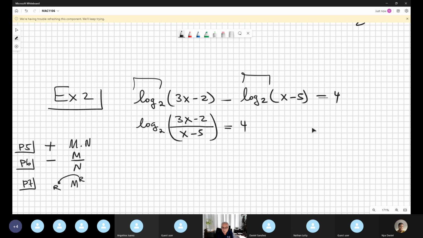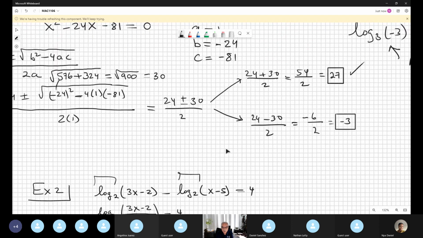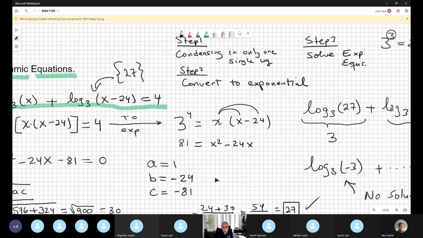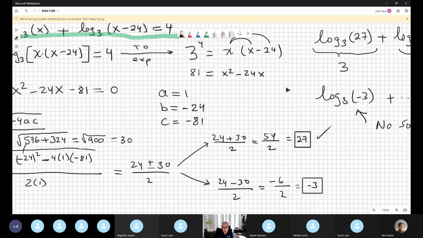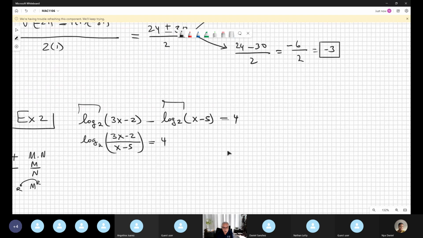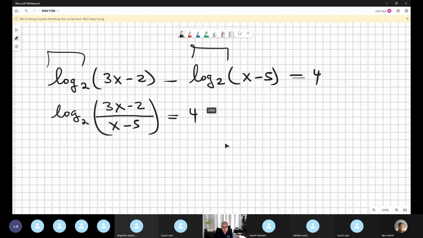The second: convert to exponential. Because in the logarithm it's confusing for me. I have no idea, so what should I do? You put an arrow. You put conversion to exponential. And remember, the base is 2. I put the big 2. The exponent is 4, a small 4, equal the rest, which is 3x minus 2 over x minus 5.